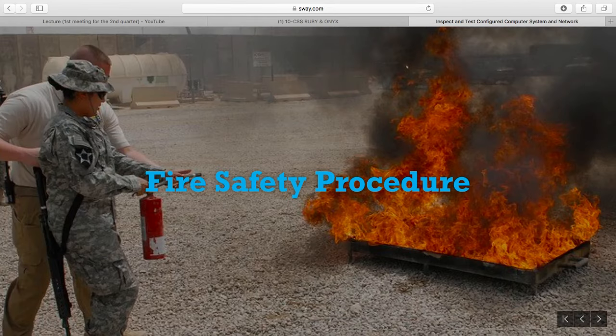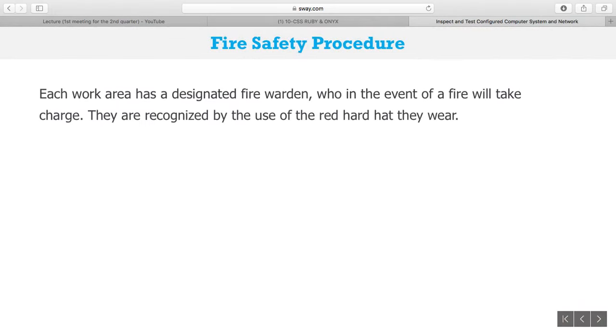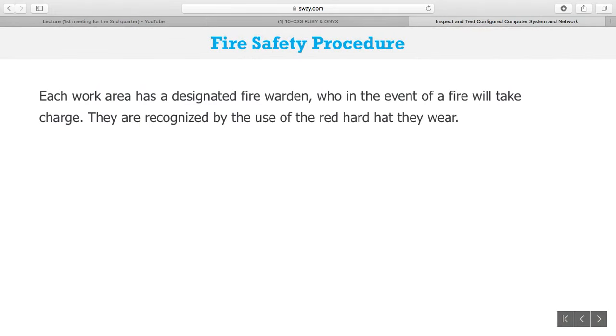Okay, so we're dealing now with the fire safety procedure. There is a designated fire warden who will be in charge when a fire occurs. He will be calling the fire brigade, the mga bumbero, the firefighters.